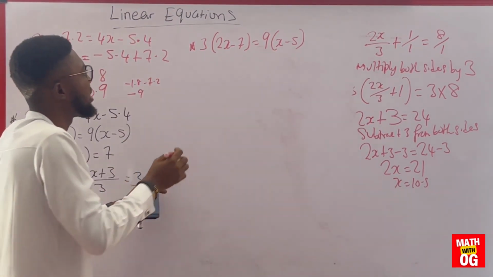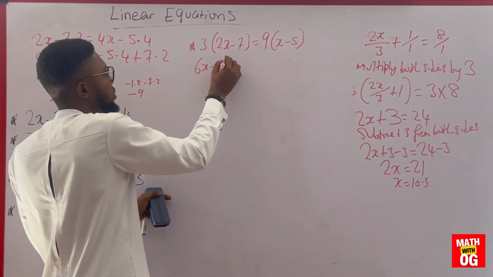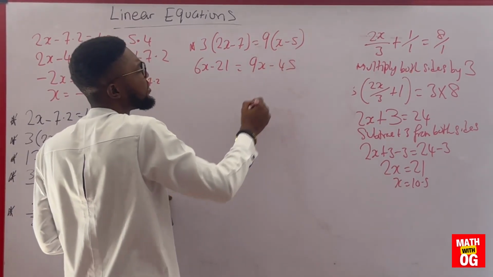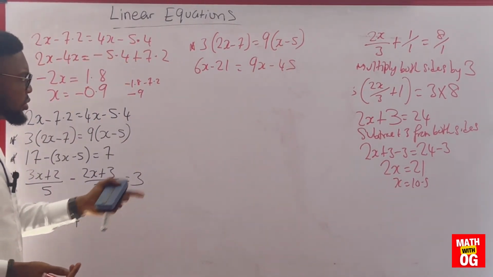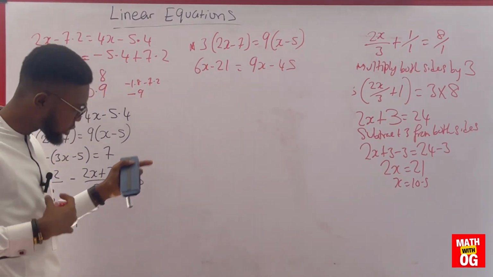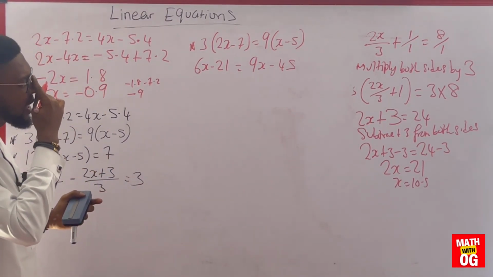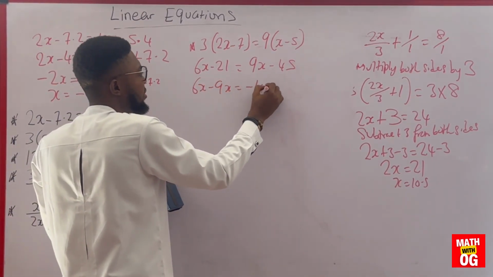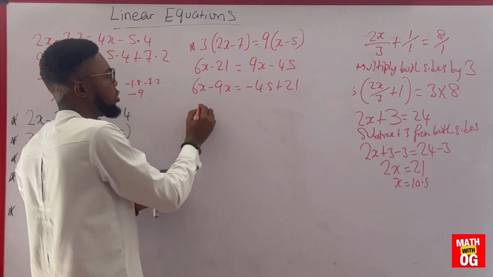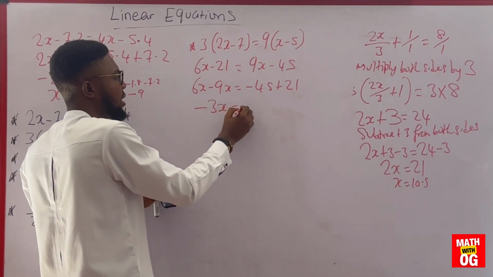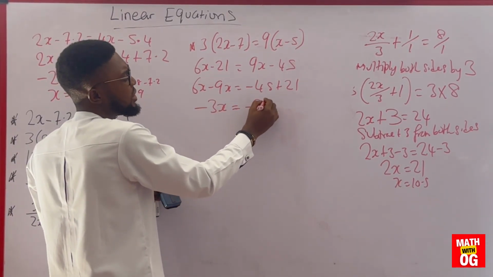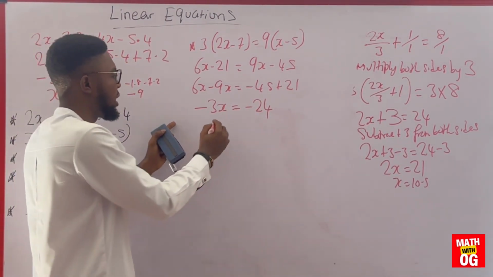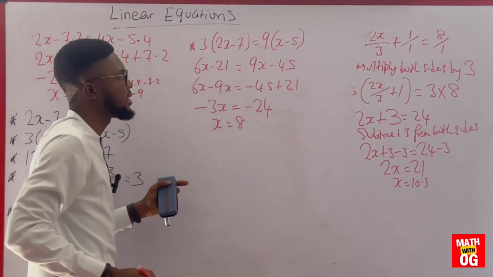So if I expand the left hand side, this will give me 6x minus 21. Expand the right hand side, this will give me 9x minus 45. Now collect like terms. That means subtract 9x from both sides and add 21 to both sides. So that is 6x minus 9x is equal to negative 45 plus 21. This will give me a negative 3x and a negative 24. Divide both sides by negative 3. So x will be equal to 8. So that's the answer to the question.